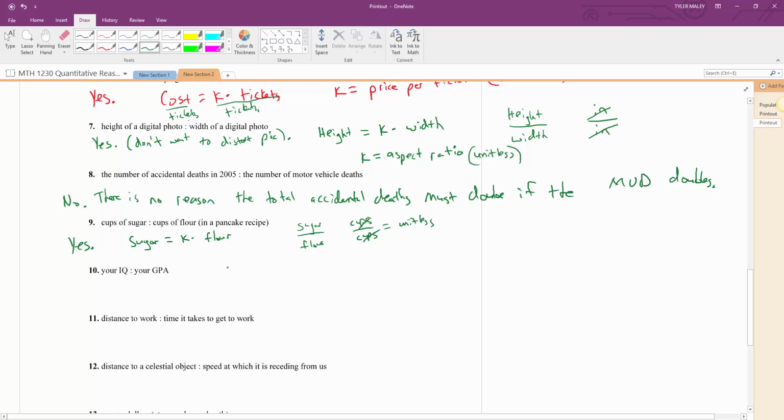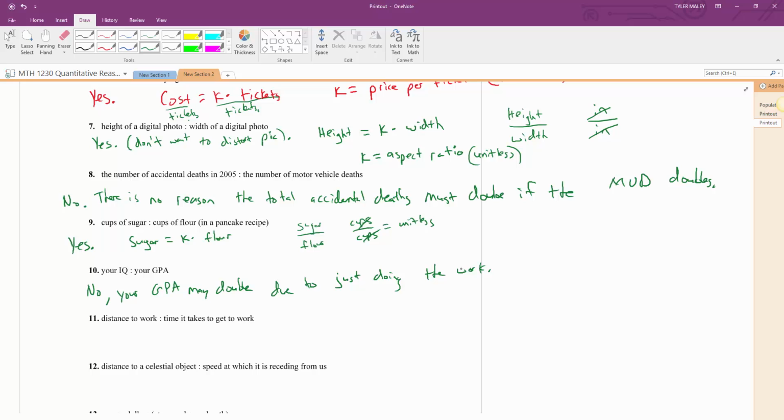Number 10, we're comparing your IQ to your GPA. Does this seem to be proportional? If you double your IQ, does that mean your GPA is going to double? And this would be no. So we could say no, your GPA may double due to just doing the work. So you could go from a 2.0 GPA to a 4.0 GPA, and your IQ doesn't necessarily change. So there are other factors than just IQ for GPA.